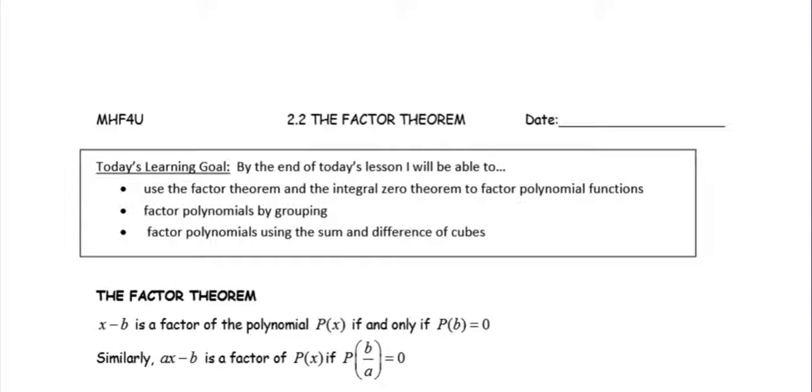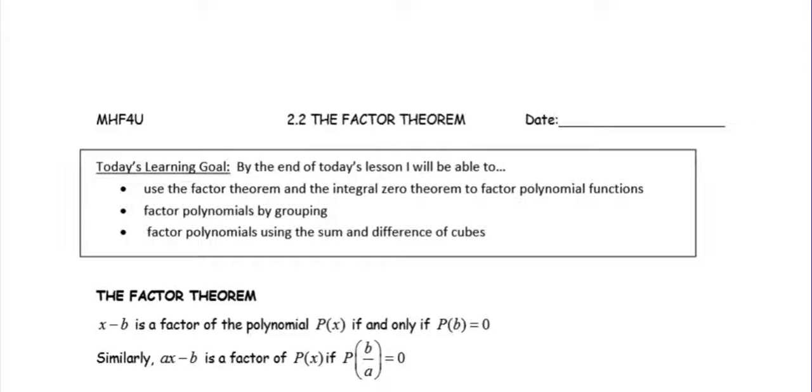We're going to do 2.2b, the factor theorem today. So by the end of the lesson, you should be able to recognize the factor theorem and the integral zero theorem, and you should be able to use these two theorems to help you to factor polynomials.